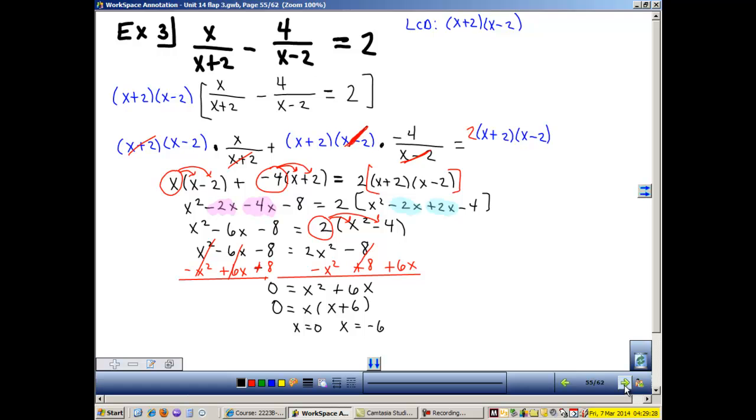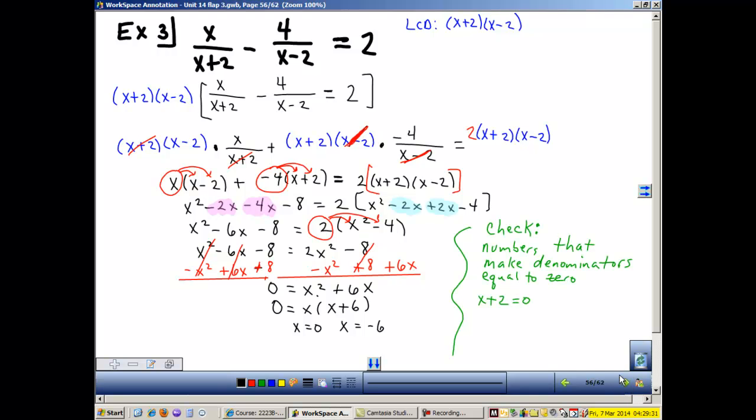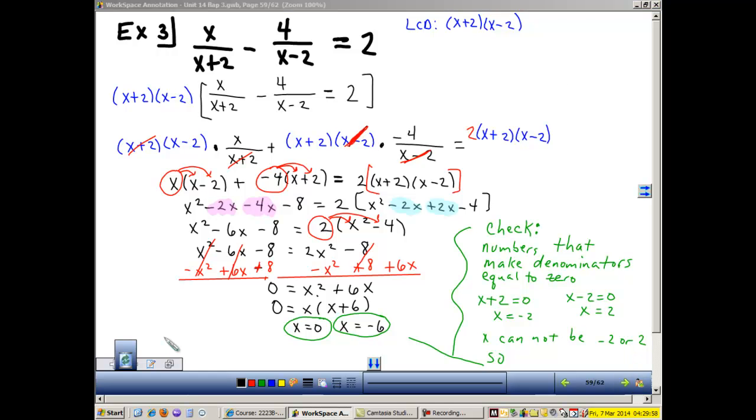Check for extraneous solutions. Looking at the denominators in the original, the numbers that make them equal to 0 are x equals negative 2, and x minus 2 equals 0 gives us x equals 2. Therefore, x cannot be negative 2 or 2. So both x equals 0 and x equals negative 6 are our solutions. This concludes flap 3 of our foldable.